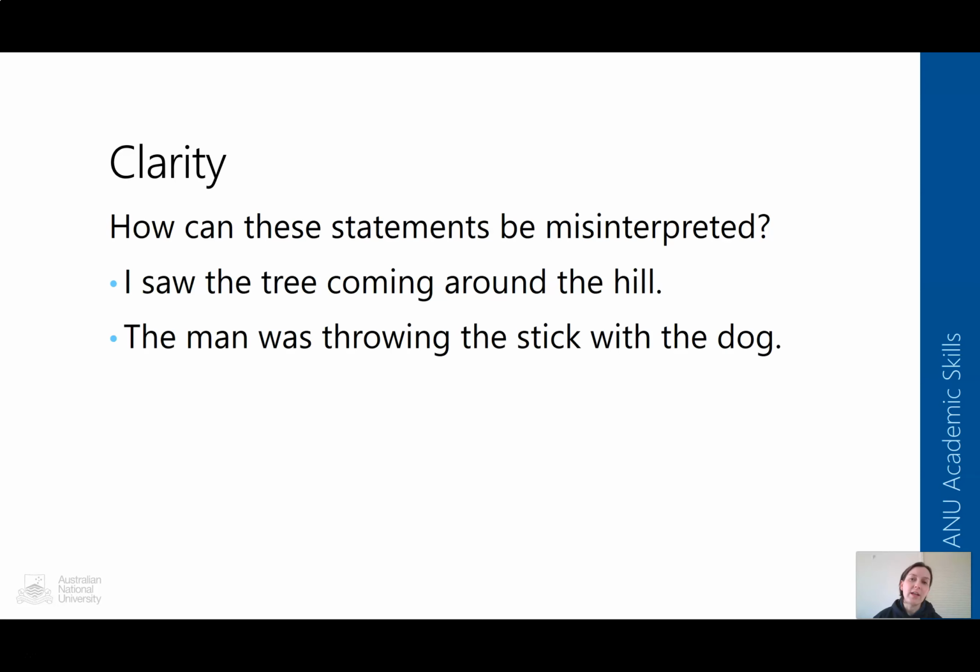You can also think of another example, like the man was throwing the stick with the dog. It could mean that the man was throwing the stick to the dog, or it could mean that the man was throwing the stick which was attached to the dog, and he was throwing both of them at the same time. So these kinds of examples show you that misinterpretation can happen, and you want to make your reader understand exactly what you mean.